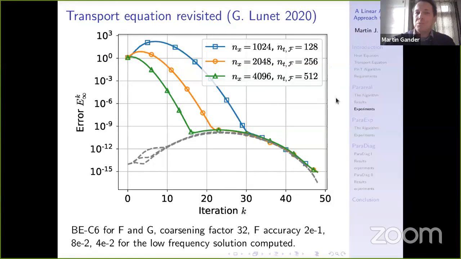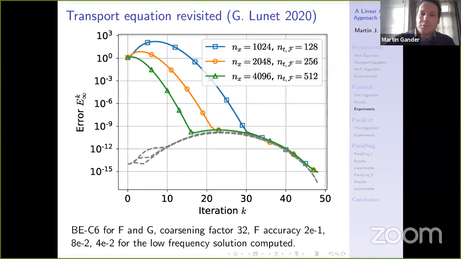Now I'd like to show two results about the transport equation, which are very recent. This is work by Lunet, who is currently in my group. We revisited the transport equation because in the literature you can find results that show that these Parareal-type algorithms also work for the transport equation. And we tried to understand why that is possible.